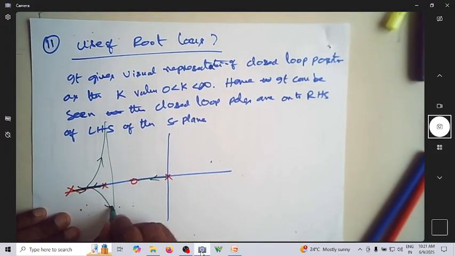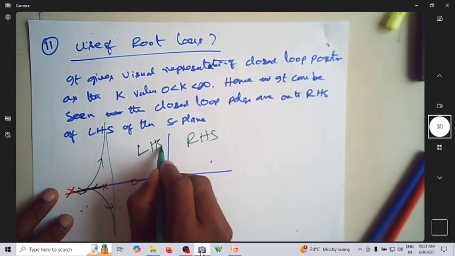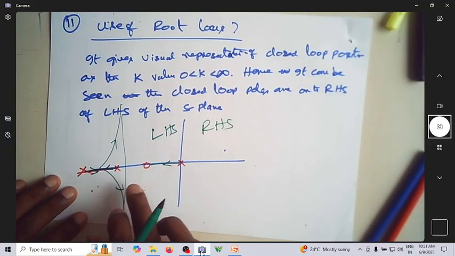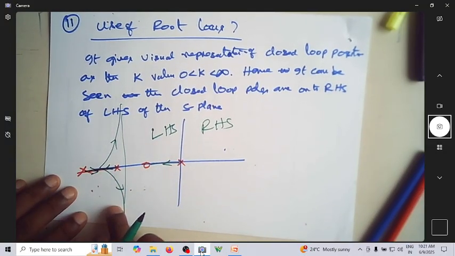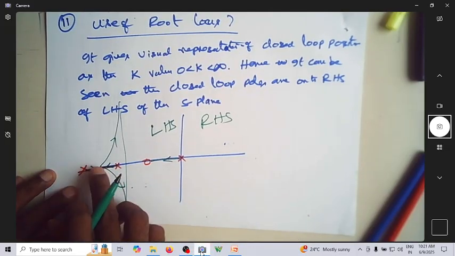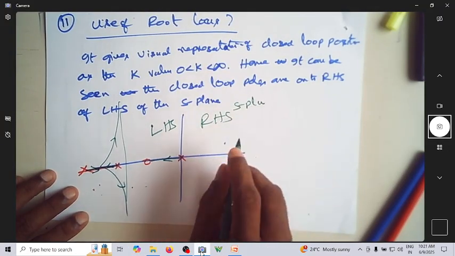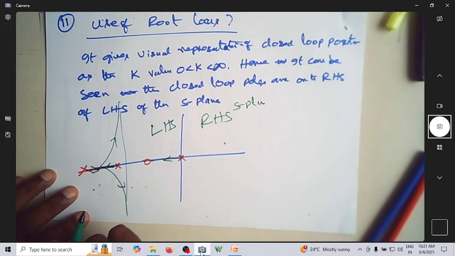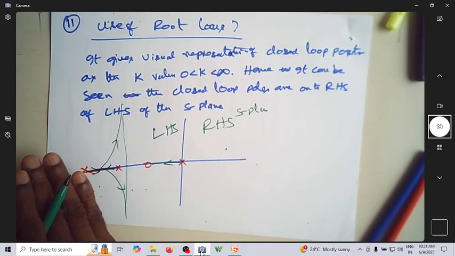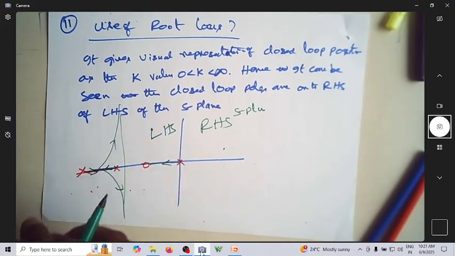So what information are you getting? This is the right hand side, this is the left hand side of the plane. You get to know that as the value of K increases from 0 to infinity, the roots are going this way. So this is a pictorial or graphical representation of the closed loop pole positions on the S-plane. Since all the poles are on the left hand side of the S-plane, the system is said to be stable. So that is the use.